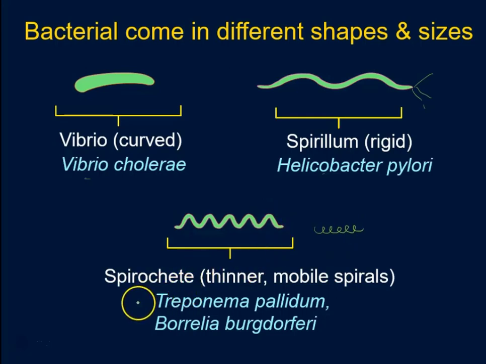A couple of important bacteria are spirochetes. One is Treponema pallidum. This causes syphilis. And Borrelia burgdorferi causes Lyme disease. So these are common spirochetes. And spirillum is less common, Helicobacter pylori being one of them.